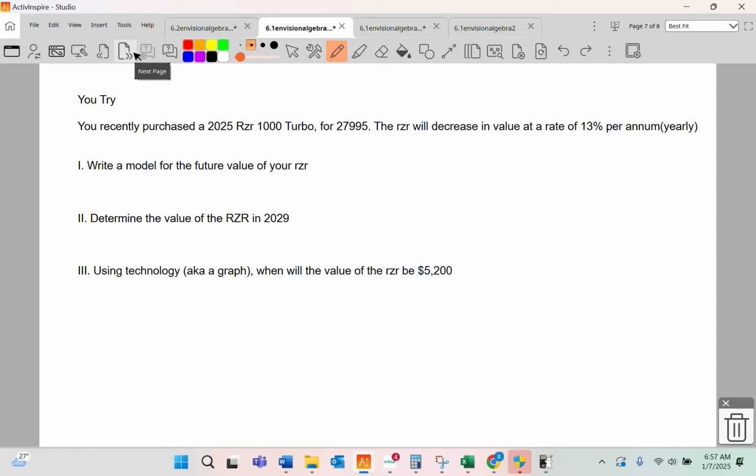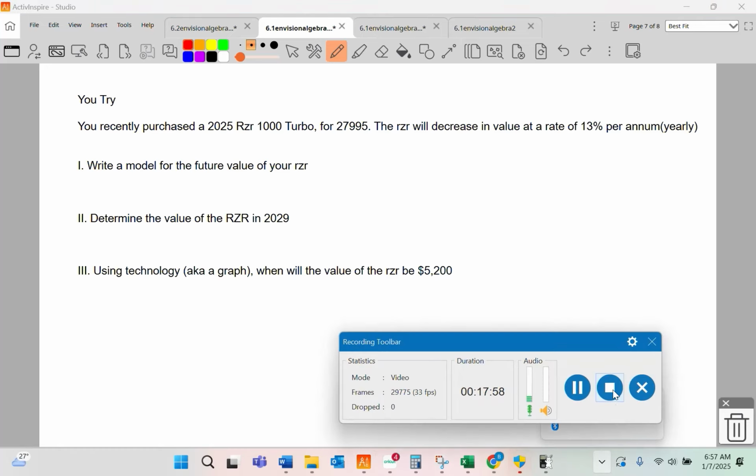All right, so you try some for yourself, and that's what we'll start with tomorrow. You should be trying those things. See if you understand what's going to happen. There you go. 6.1 part 2.